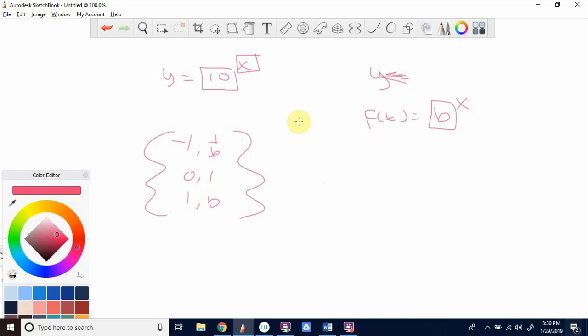Okay, b is not the b that we're used to seeing for transformations. B is going to be the base of the exponent. So for instance, this b would be 10. These coordinates would be -1, comma 1 over 10; 0, comma 1; and 1, comma 10. So you could plot those three points and connect the dots and you would see the graph.